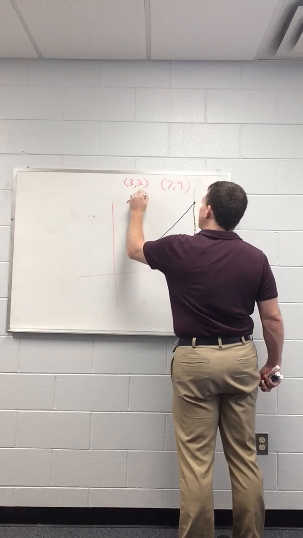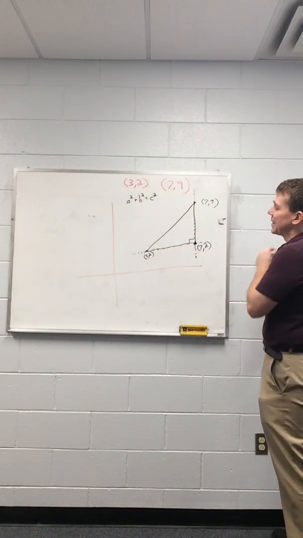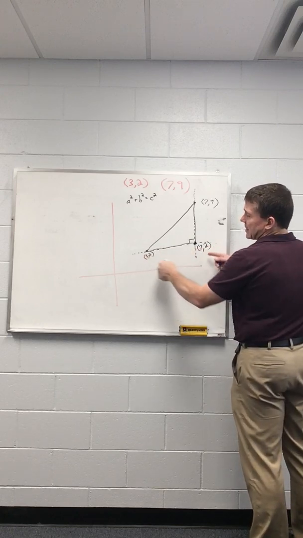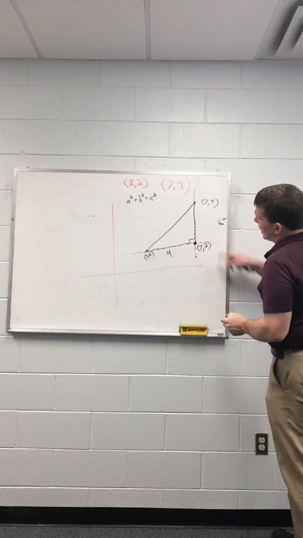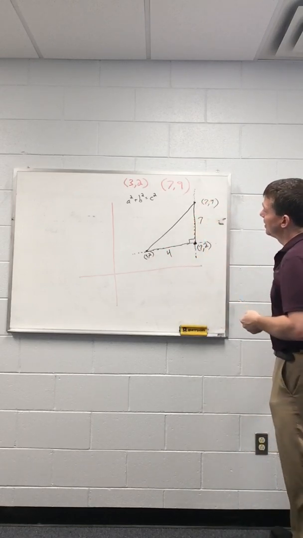a squared plus b squared equals c squared. And I can actually use that to find that distance. So let's see, the length of this side. If the x goes from 3 to 7, that's a distance of 4. This side, if the y goes from 2 to 9, that's a distance of 7.